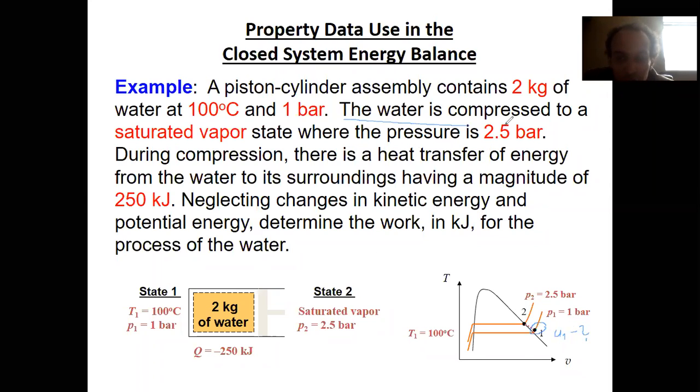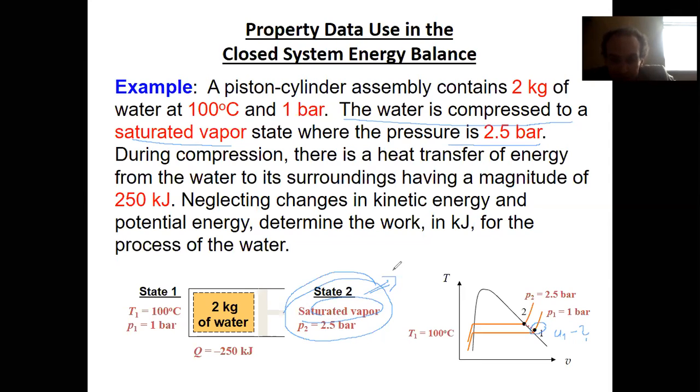It's stated that now your water is compressed to saturated vapor at 2.5 bar. So now you will have state 2. And your state 2 differs from state 1. Forget about state 1. It's a different pressure. So what do you know about state 2? You need 2 parameters. You know only pressure. You don't know temperature yet. But it's stated it's saturated vapor. So you already know everything.